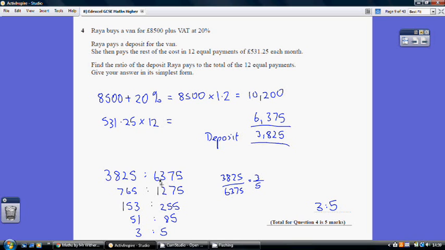So a number of ways of doing that. We can just keep on breaking it down. So I've divided by 5, then by 5 again, then by 3, and then by 17, to get the final ratio of 3 to 5. Or you might have just tried to see right at the beginning whether you could go straight to the end. If you do 3825 divided by 6375, you get 3 over 5. So you can see the ratio of 3 to 5 there.